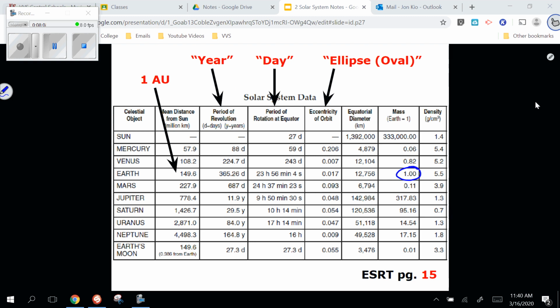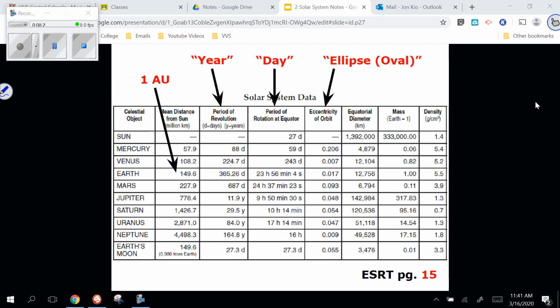Mass-wise, we use the Earth as our reference point. Remember, they can fit 333,000 Earths inside the Sun. You can fit 318 Earths inside Jupiter. Okay, so you can compare them that way.